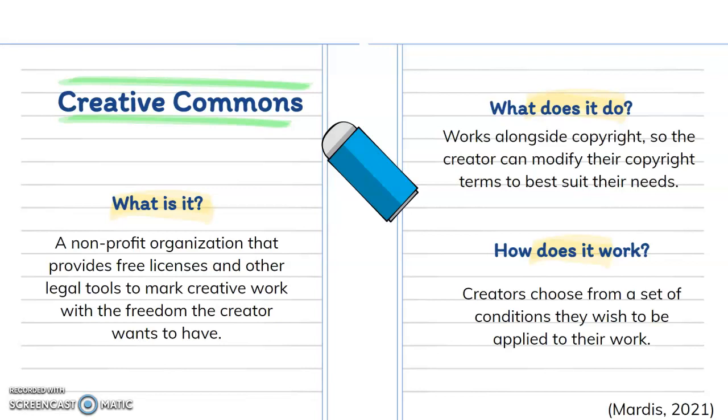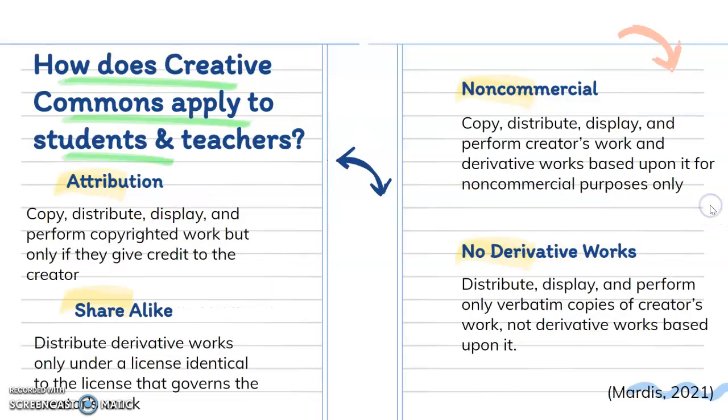What does it do? It works alongside copyright so the creator can modify their copyright terms to best suit their needs. How does it work? Creators choose from a set of conditions they wish to be applied to their work. How does Creative Commons apply to students and teachers?